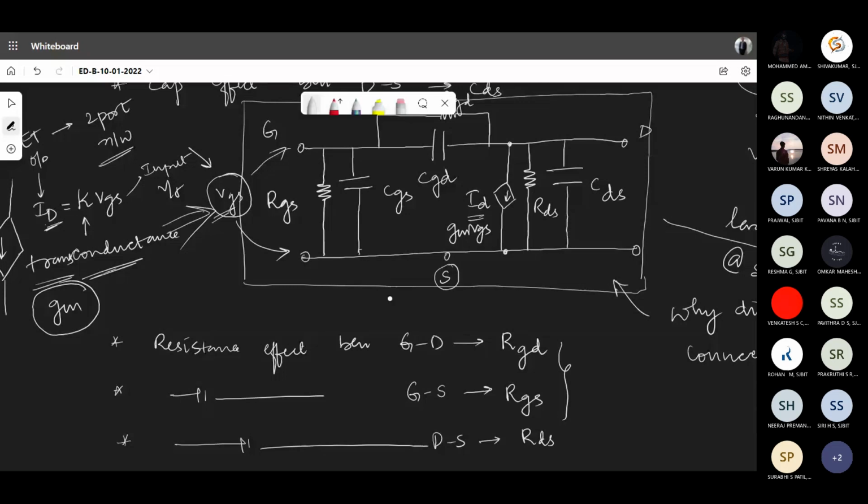So this is in a way giving me a complete 95% of the equivalent model. And remember, this is a high frequency model. Small signal, high frequency model. Any questions till this point before I proceed further?